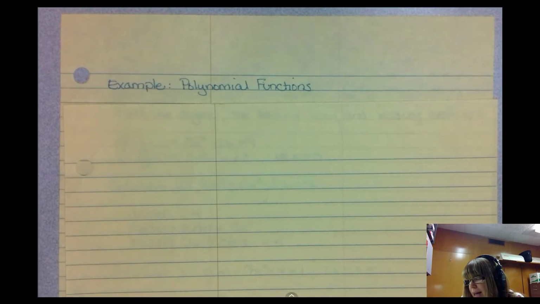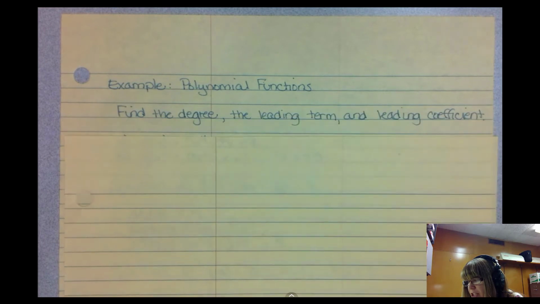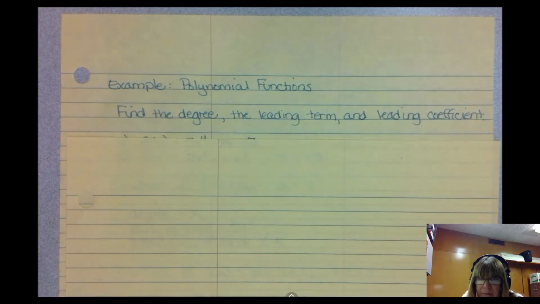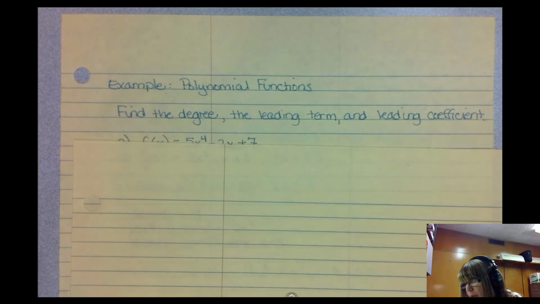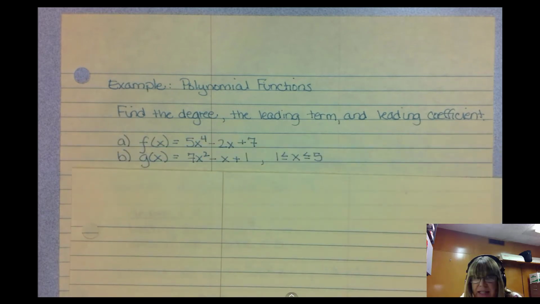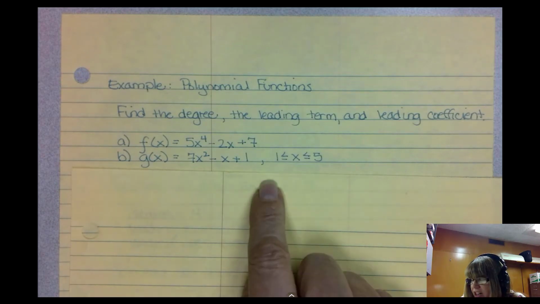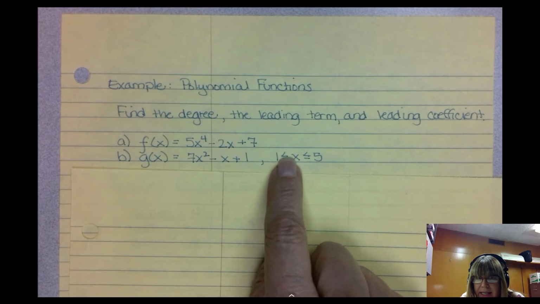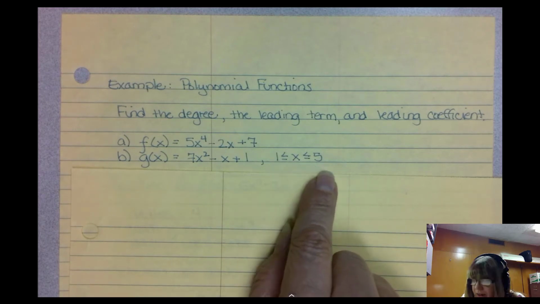Let's look at an example of our polynomial functions. First of all, we want to find the degree, the leading term, and the leading coefficient of the following functions. f(x) equals 5x to the 4th minus 2x plus 7. And g(x) equals 7x squared minus x plus 1, where our x value is 1 less than or equal to x less than or equal to 5.